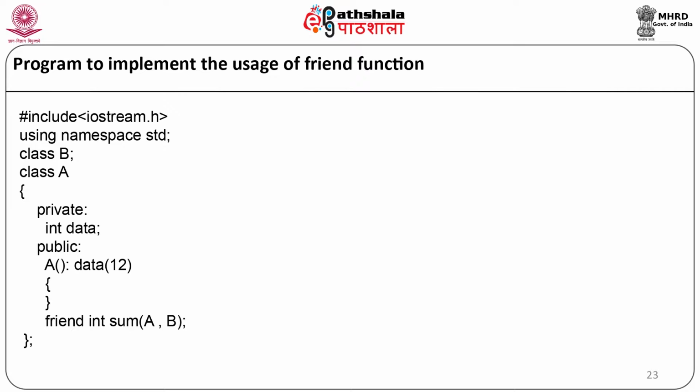Here again, instead of giving the value of the variable data inside the constructor, we can write it as A, the name of the constructor, colon, data 12. So the value 12 is assigned to the variable data. Then we are going to have a friend declaration as friend int sum(A, B). Now our class A ends.